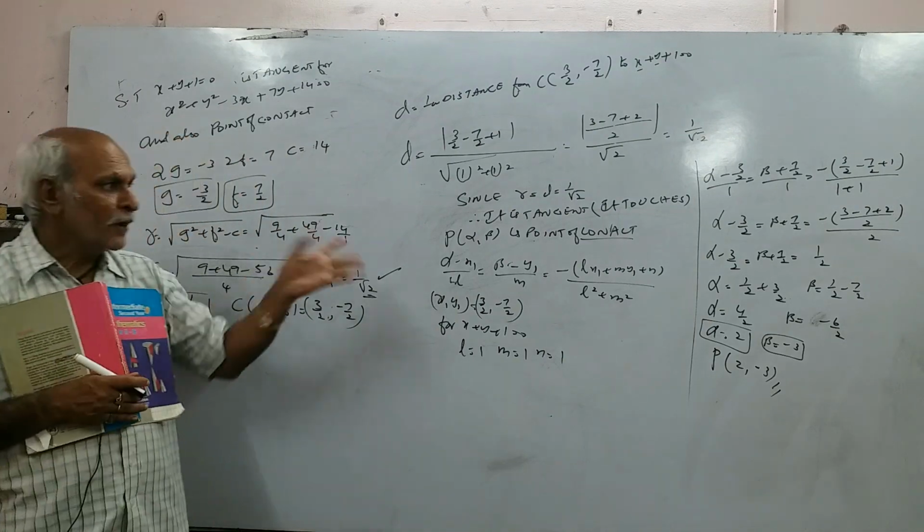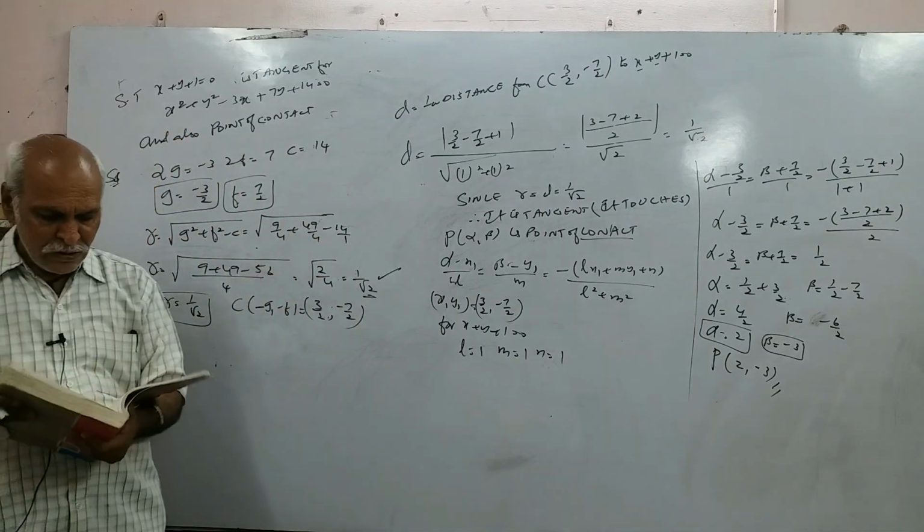So what we have seen today: equations of tangents in the slope form, the line touching the circle, and the point of contact. These 5 problems are very, very important. Okay, let us continue in the next class.